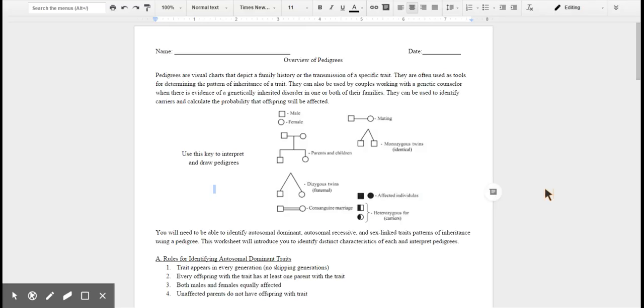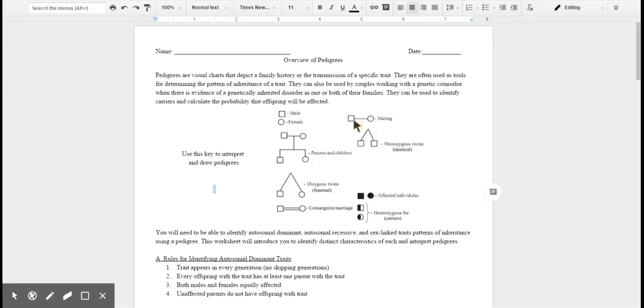So the symbology: one of the things is that individuals are going to be represented by shapes. Males are always squares, females are circles. This is a binary system, meaning if you look at your chart right here, you'll notice that an empty circle means that this is an individual who is not affected by the trait. An individual with a colored-in circle or square is an individual that does have the trait. Now, being colored in does not tell you dominant, recessive, or X-linked. It just means this person has it. Being not colored in means you don't have it.